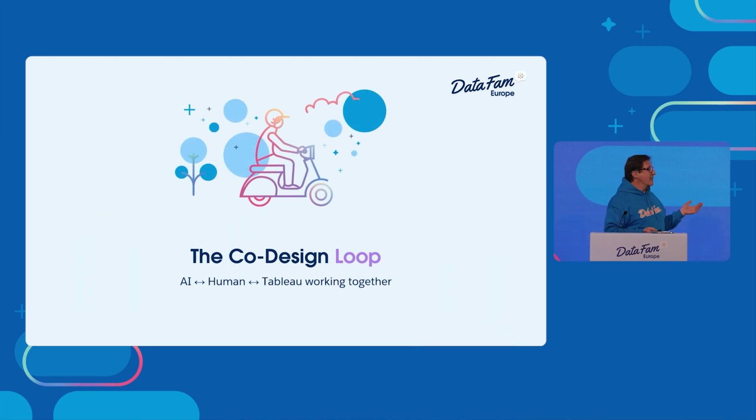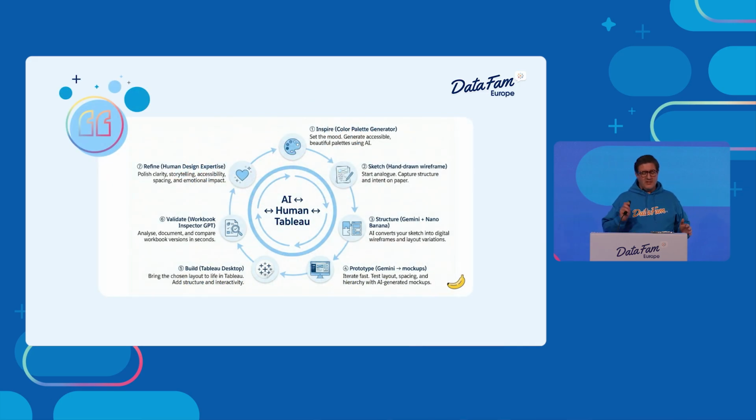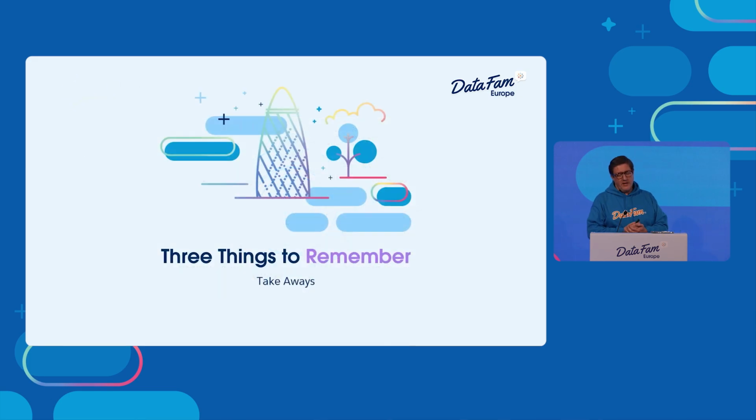So the co-designing loop, as we mentioned, AI and human. This is the whole loop. Basically, we start with the color inspiration, a sketch, create a structure, a wireframe, mockups, prototype, build it in Tableau, validate, and then create the documentation. That's the whole process that I usually use during all my workbooks, or everything that I actually work with.